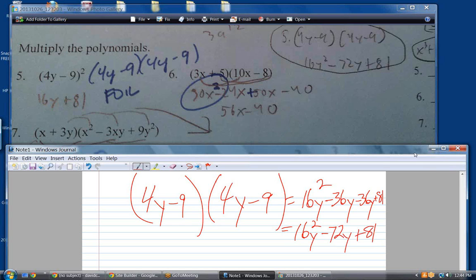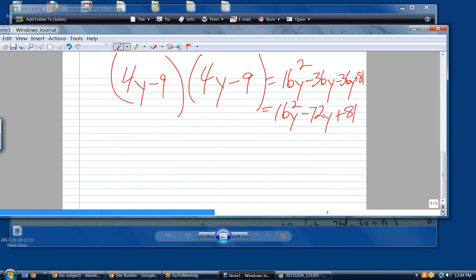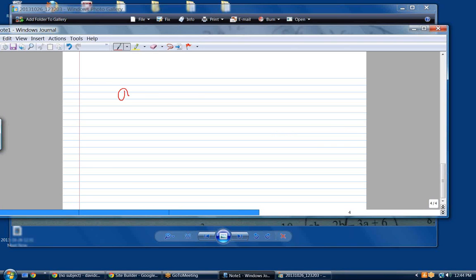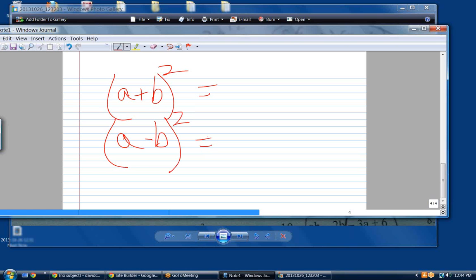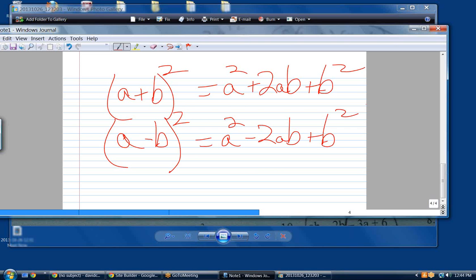Let's talk about one other thing here before we go on. It's very useful to be able to do this and this. You're constantly being asked to do this. Rather than FOIL it every time, let's just memorize. What is a plus b squared equal to? A squared plus 2ab plus b squared. And a minus b squared? A squared minus 2ab plus b squared.